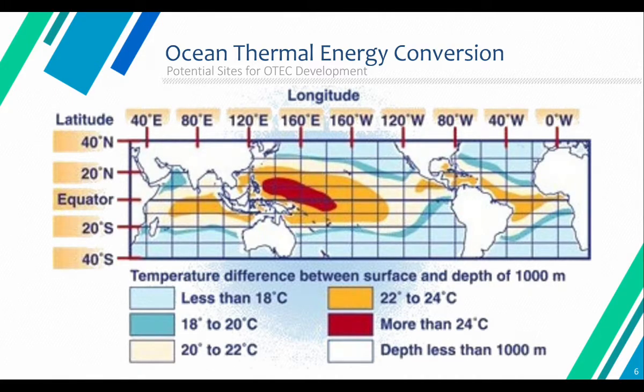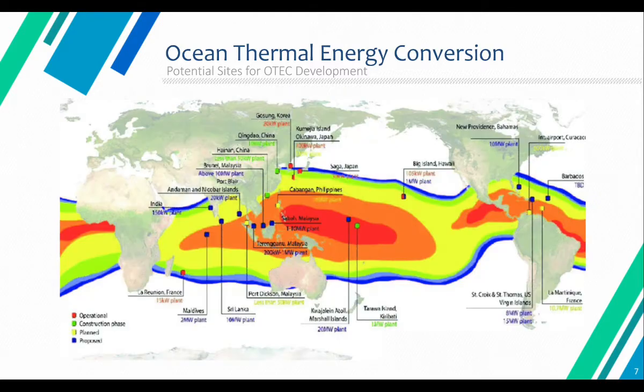So these are the potential sites of OTEC development that are under construction, and you can see the temperature variations mentioned here: less than 18 degrees, 18 to 20, 20 to 22. We need at least a 20 degree difference from the colder, deep inside water. Then only can we produce the amount of electrical energy that we need. So these are the potential sites for OTEC development.